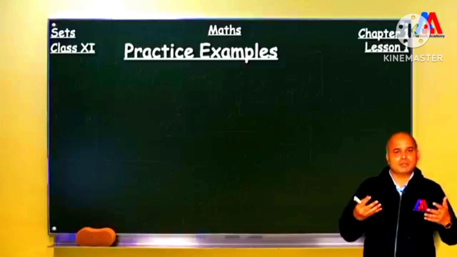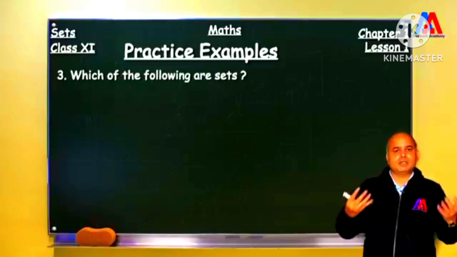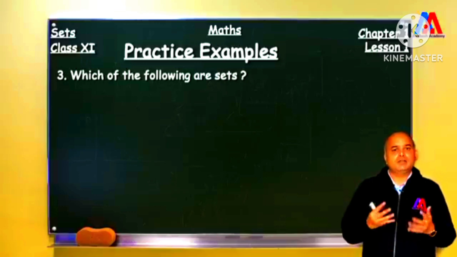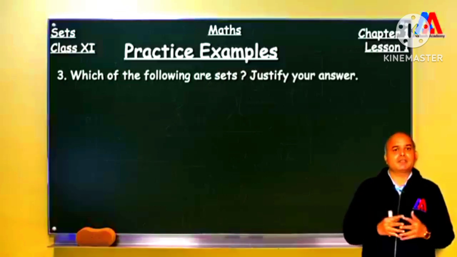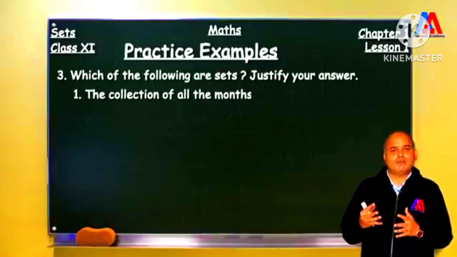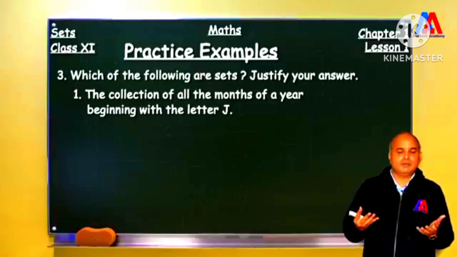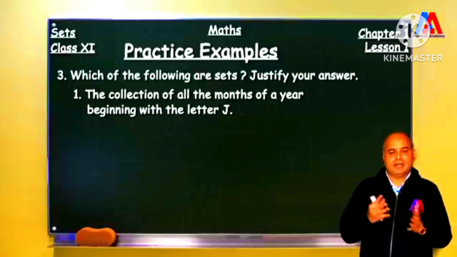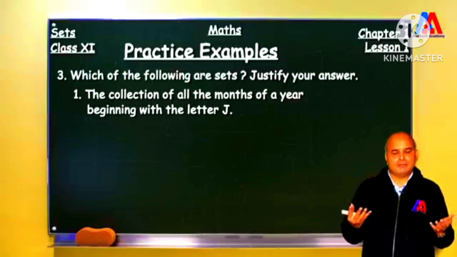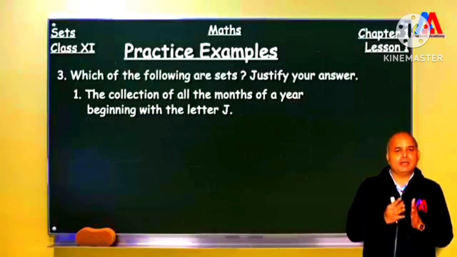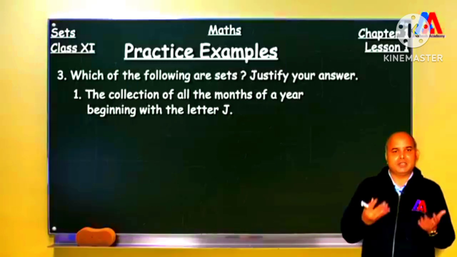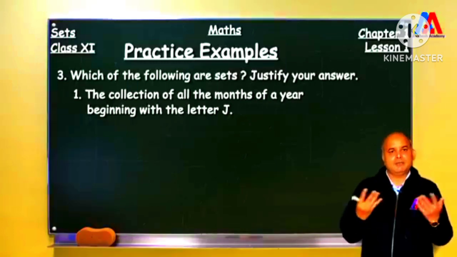I am going to give you some questions, and you have to tell whether each constitutes a set or not, and justify the answer. The first is the collection of all the months of a year beginning with the letter J. This is a definable term, because there are only 12 months in a year and only a limited number start with the letter J. So it is well defined, and therefore it is a set.